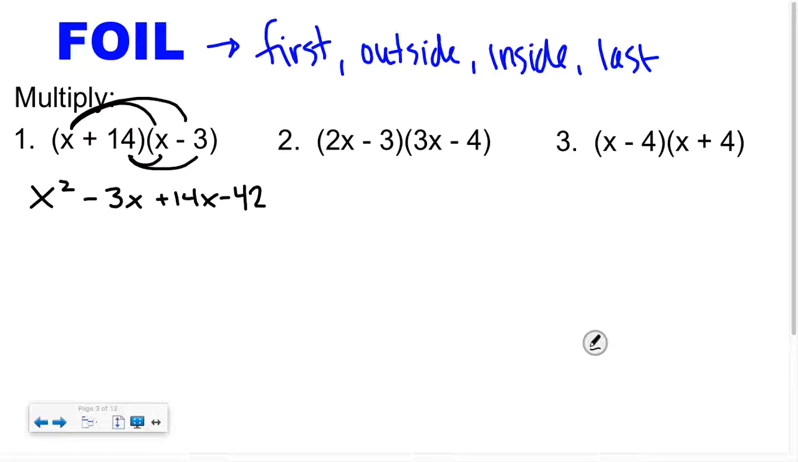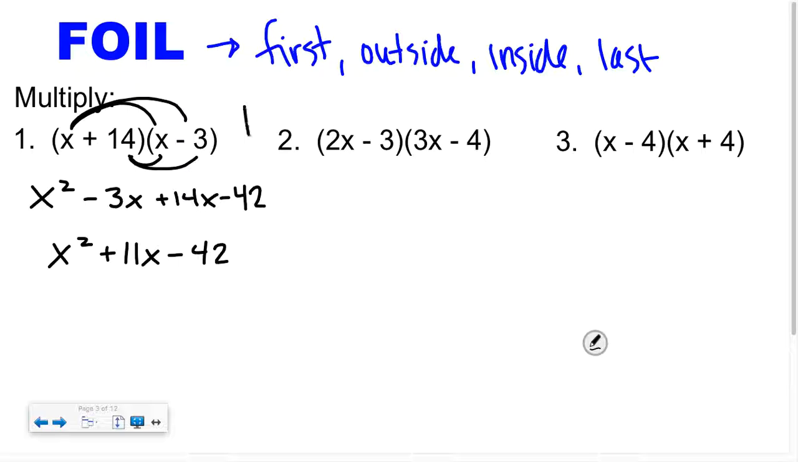Make sure you simplify this. Your inside terms should always combine. Negative 3x and positive 14x makes how many x's? 11x. So our final answer is x squared plus 11x minus 42.